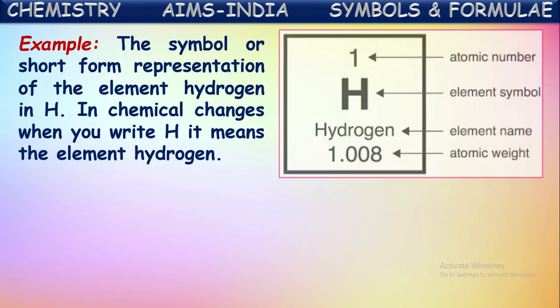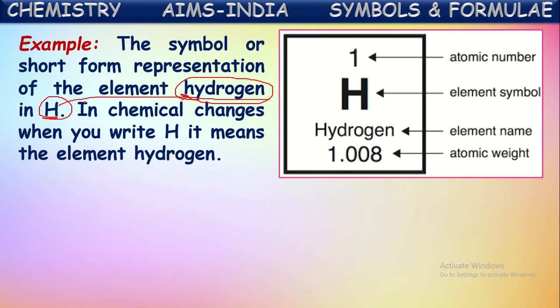For example, the symbol or short form representation of the element hydrogen is H, capital H. While representing chemical reactions using chemical equations, if you write just H, that represents the element hydrogen. So instead of writing hydrogen, we can simply write H. This is called the shorthand representation of the element hydrogen. The shorthand representation of an element's name is called its symbol. So H is the symbol of hydrogen.